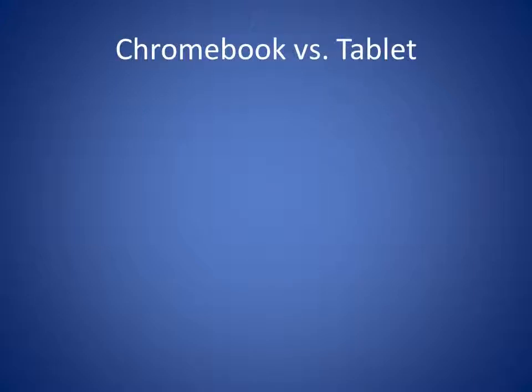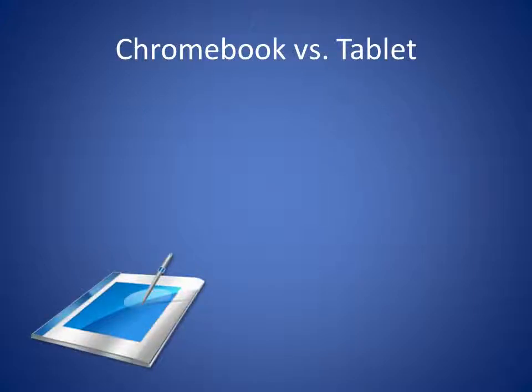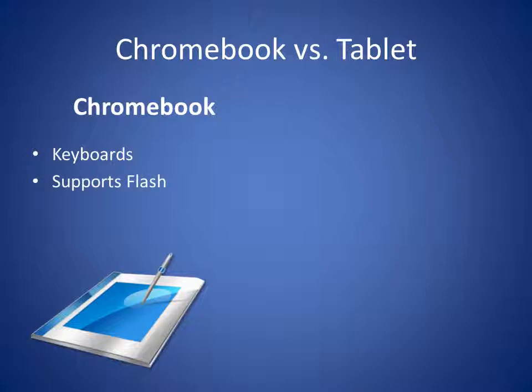All right, so a Chromebook versus a tablet. Chromebooks are actually more similar to tablets, so there's not as many significant differences. Particularly for special needs students, the fact that Chromebooks have a keyboard is definitely a plus. Chromebooks also support Flash, which many interactive sites run on, so this is definitely another big plus. Chromebooks are also usually less expensive than tablets.